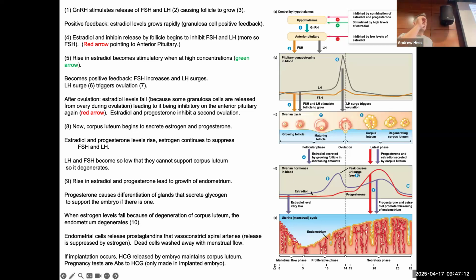In that case, there's a different hormone that's released by the developing embryo, which is called human chorionic gonadotropin. This is going to maintain the corpus luteum, which will then maintain the levels of progesterone, which will then promote the maintenance of the uterine lining and cause that lining to secrete glycogen that will provide nourishment to the developing fetus. So HCG, this human chorionic gonadotropin, is derived from the developing fetus itself.